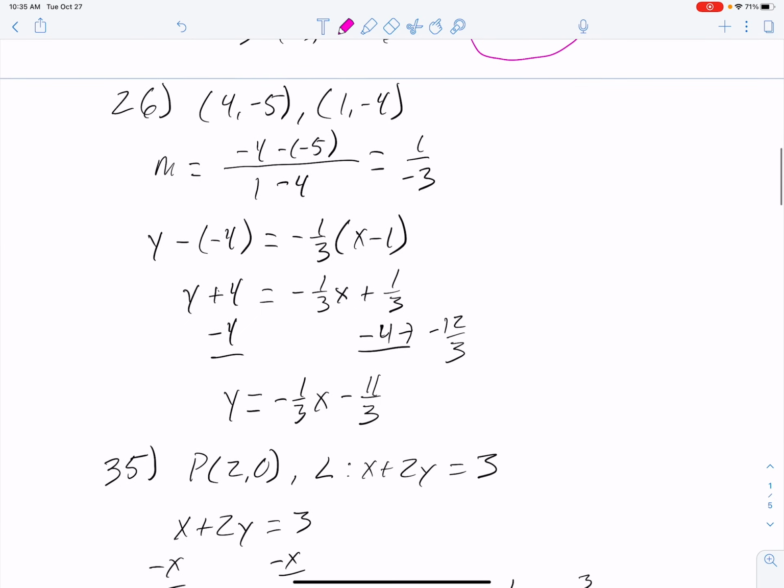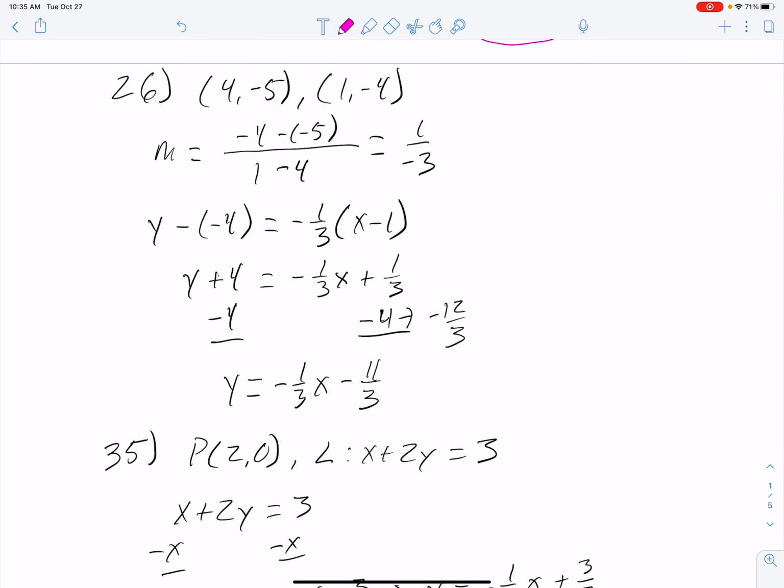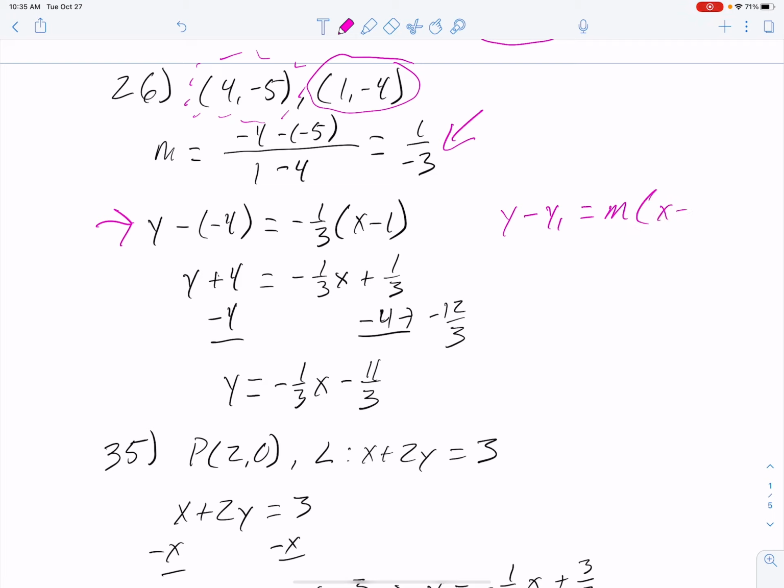Back to 26. Again, I apologize for these being out of order. I find my slope. I chose to use the point (1, -4). You could have used the point (4, -5). I set up my point-slope form: y minus my y-coordinate equals my slope times x minus my x-coordinate. Distribute my -1/3, subtract 4, which is the equivalent of subtracting 12/3, and I now have my equation.